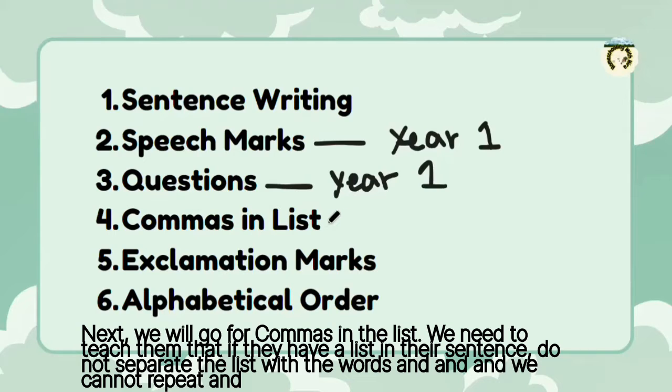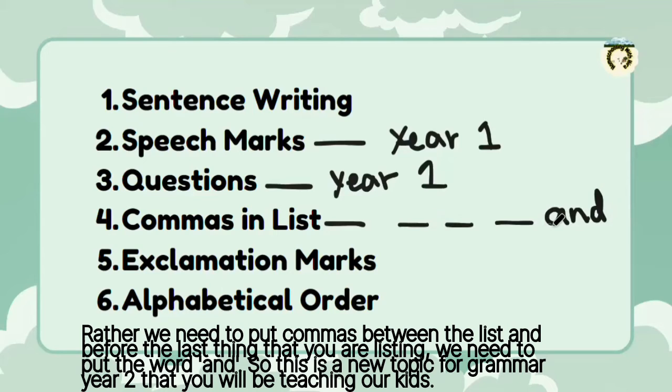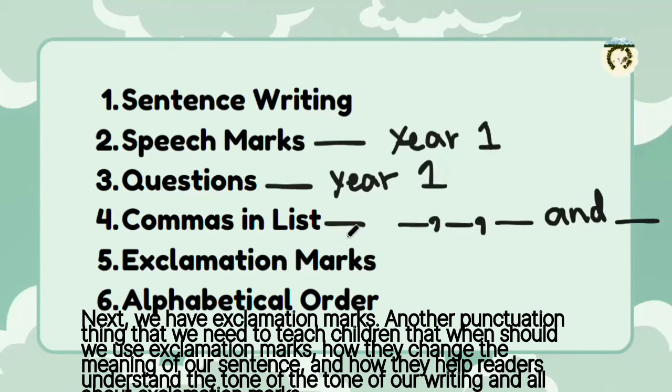Next, we will go for commas and lists. We need to teach children that if you have a list in your sentence, do not separate the list with the word and. We cannot repeat and. Rather, we need to put commas between the items in the list, and before the last thing that you are listing, we need to put the word and. So this is a new topic for grammar year 2 that we will be teaching our kids.